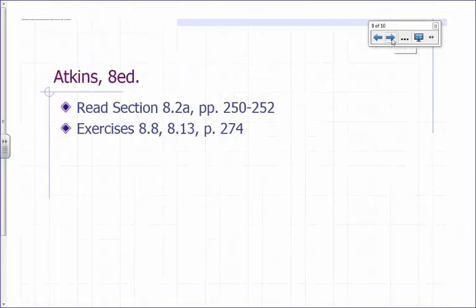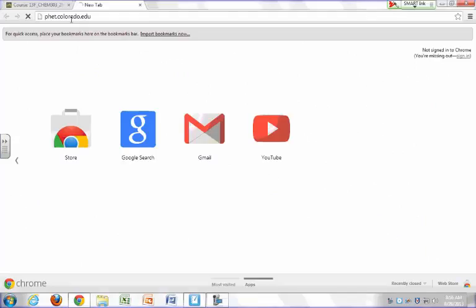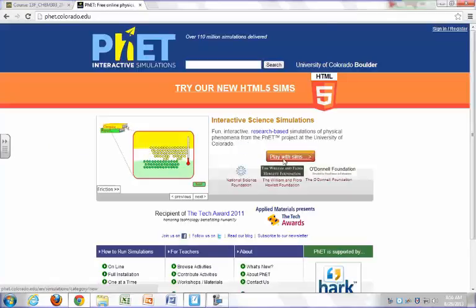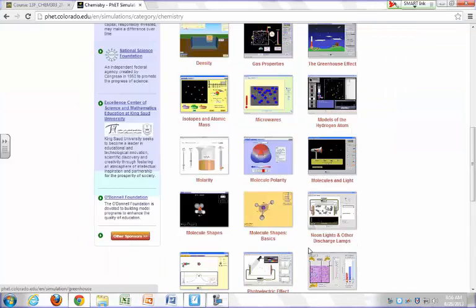So that's the photoelectric effect. That's a quick one. Here are some YouTube videos that you might find useful. And a simulation at the University of Colorado is also a very nice site to explore. Actually, we're going to do this in the lab. So let's go for chemistry, photoelectric effect.